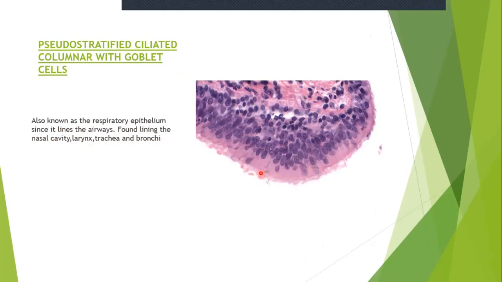First, as I had said earlier, you can see the nuclei are devoid on the apical side. Maybe this only one here and this other one, but you can see the nuclei are mostly on the basal side. All these cells are resting on the basement membrane, but not all are reaching the luminal surface. You can see it has a brush border, the cilia. Then you can see these are the goblet cells, maybe this. So this is pseudostratified ciliated columnar epithelium with goblet cells, the respiratory epithelium.